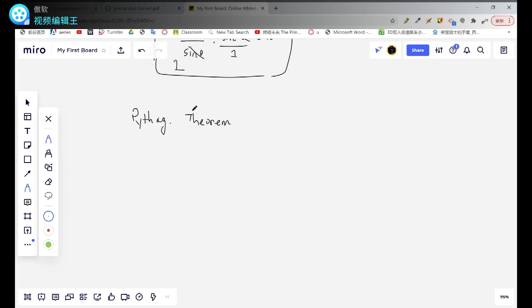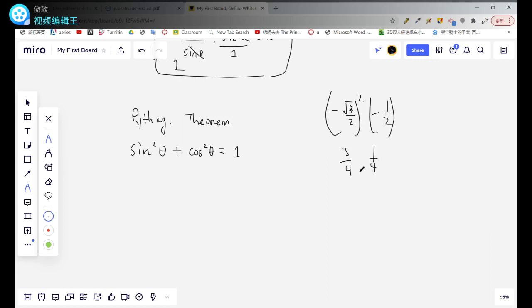These are just fundamental stuff. So sine squared theta plus cosine squared theta is equal to 1, because 1 squared is 1. This is just the Pythagorean theorem. Then this is provable. Let's say we have negative root 3 over 2 and negative 1/2. You square this, you get 3/4, and you square this, you get 1/4, and you add them and you get 1.